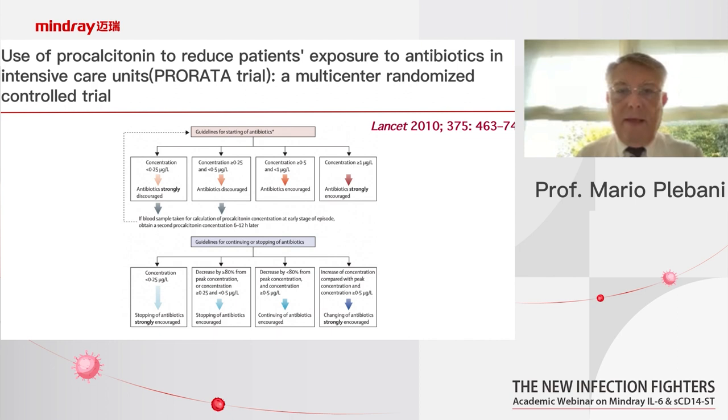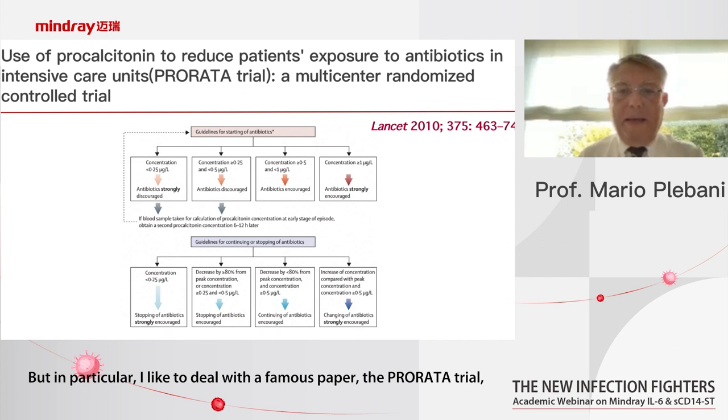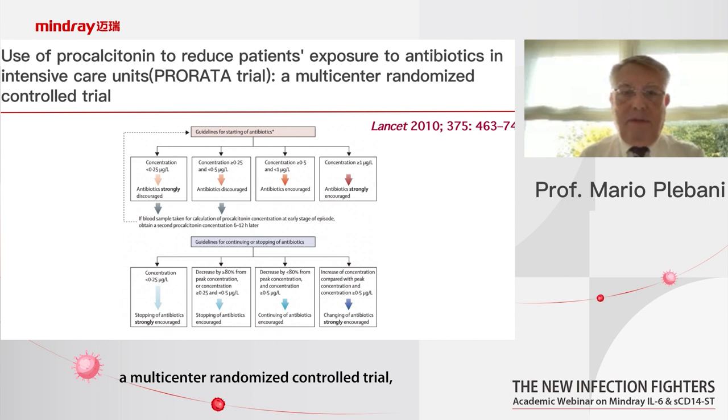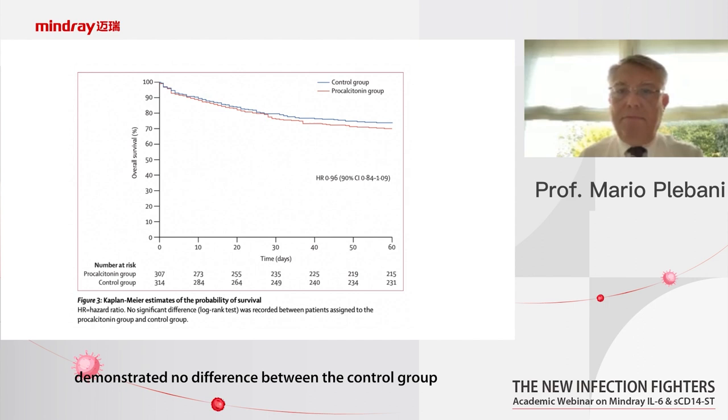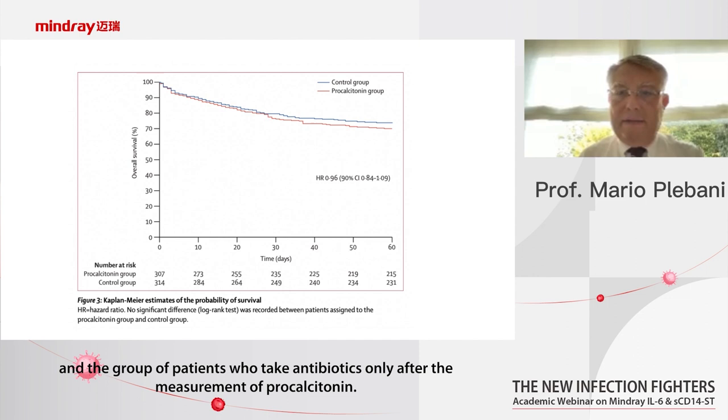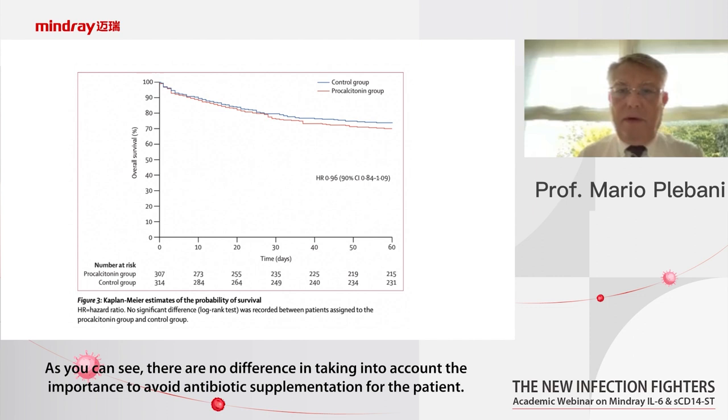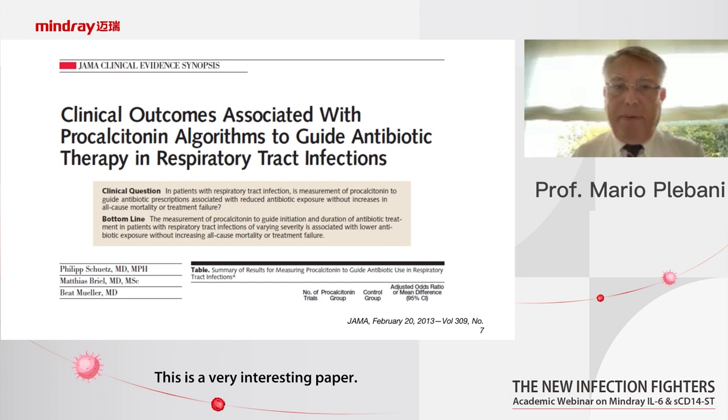But in particular, I would like to deal with the famous paper, the ProRata trial, a multicenter randomized controlled trial in which the use of procalcitonin to reduce patient exposure to antibiotics was evaluated, demonstrating no difference between the control group and the group of patients who took antibiotics only after the measurement of procalcitonin. As you can see, no differences. Taking into account the importance of avoiding antibiotic supplementation for the patient, this was a very interesting paper.